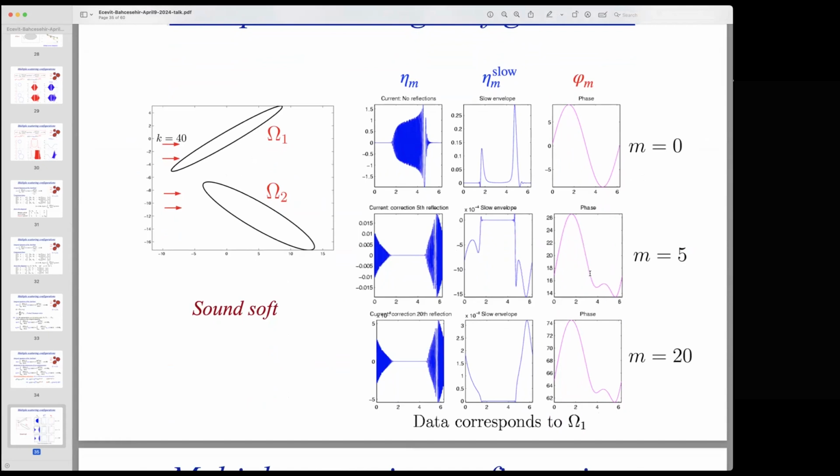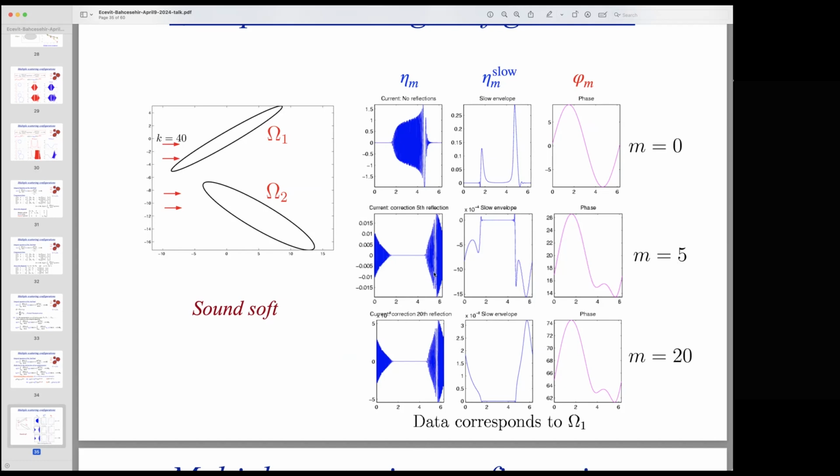Here's an implementation in that direction. I'm looking at a two-scatterer configuration consisting of two convex obstacles. My incident wave is from the left, and then I start from the scatterer omega 1, reflect to omega 2, come back to omega 1, reflect to omega 2, and so on. So when m is equal to 0, I am on my obstacle omega 1, and you see the plots on the top row for eta 0, eta 0 slow, and the corresponding phase function. And I'm taking m to be 5, which means that I have bounced back and forth between omega 1 and omega 2 5 times.